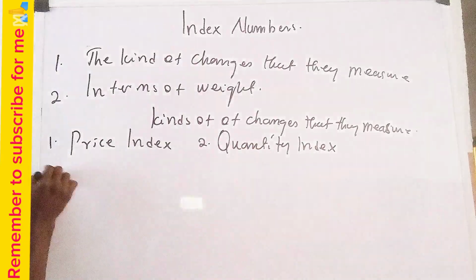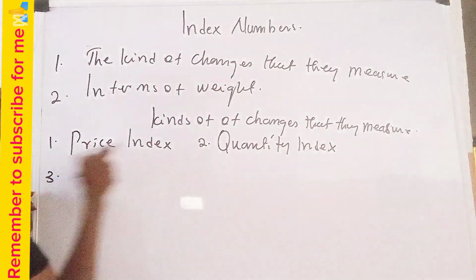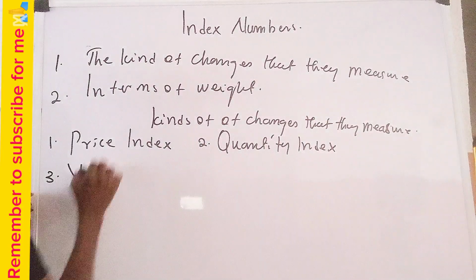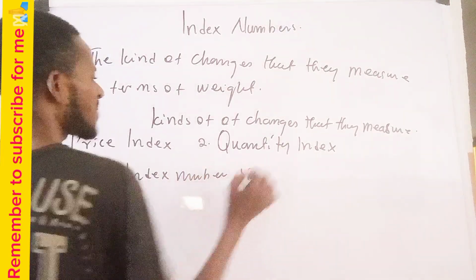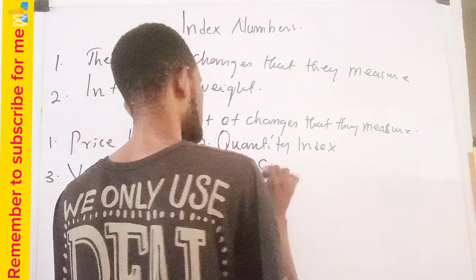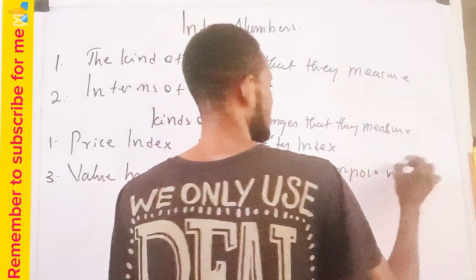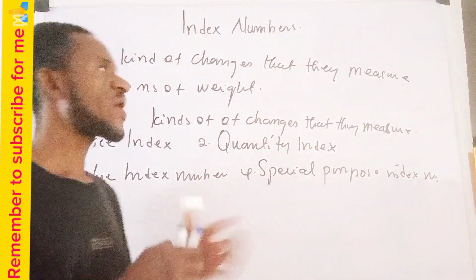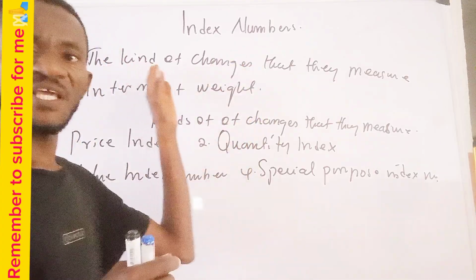And then number three, we have what we call value index number. This is price index number, quantity index number, and then we have value index number. And then number four, we have what we call special purpose index number.